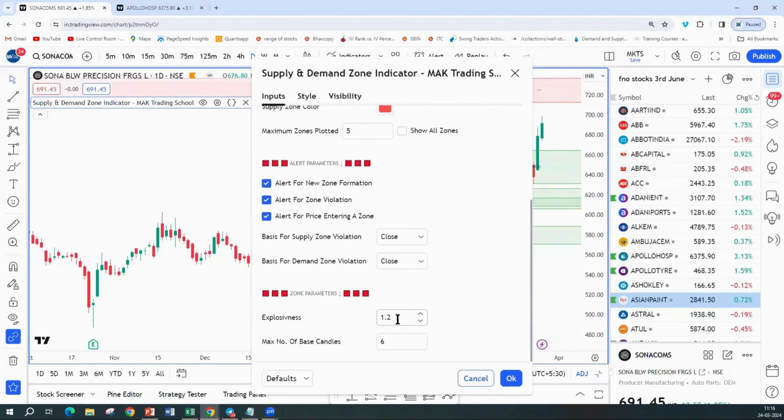On a smaller time frame, I'm very, very choosy about the level, so I want a higher explosiveness factor there. If I'm trading a 15-minute or 10-minute level, I would at least keep this at 1.5. So that customization you can do as per your preference. And by default, the maximum number of basing candles is 6. I generally keep it at 6. If you want to be extra choosy and want levels with fewer basing candles, you can change this.